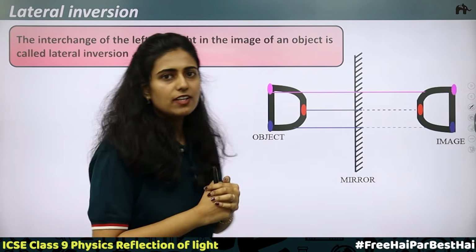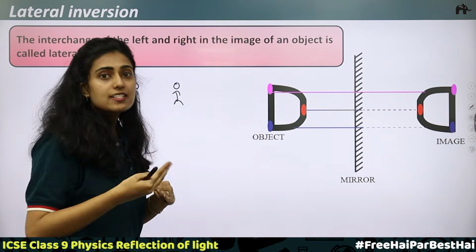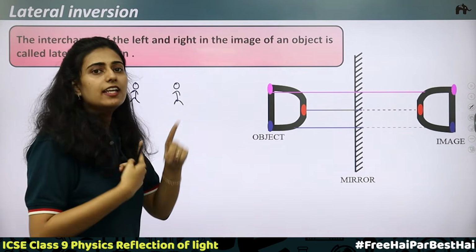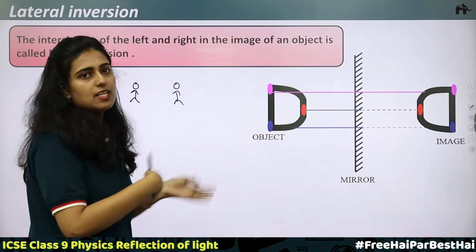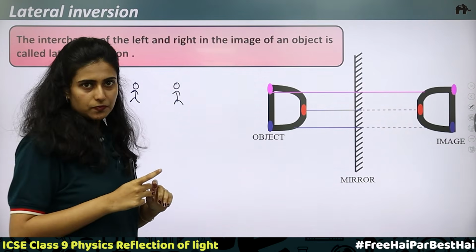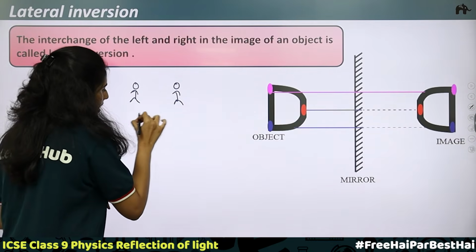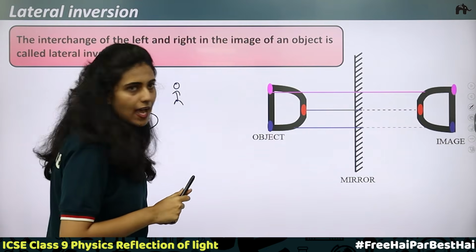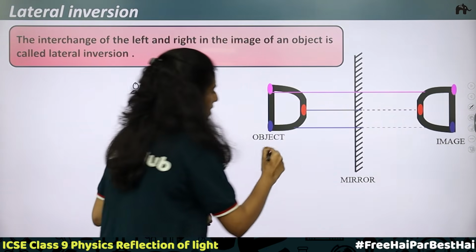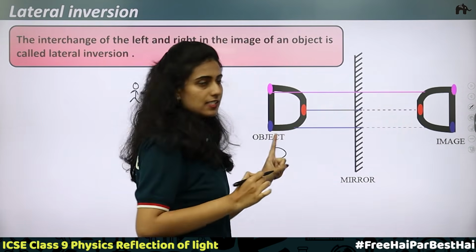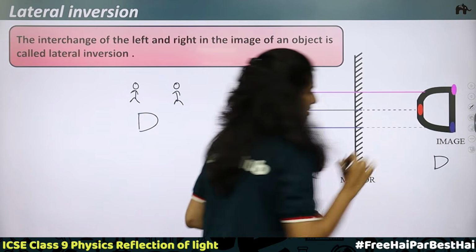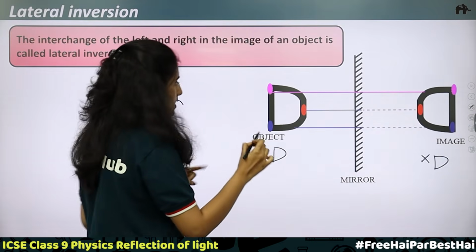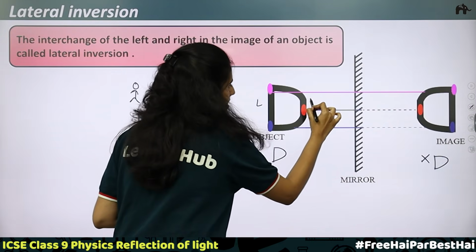So why is this difference happening? This is because of lateral inversion. The plane mirror produces an image that is laterally inverted. Left appears right and right appears left. Here you can see, if you have a letter D as your object, it is not that the image is the same letter D. What has happened? Left and right have changed. This is the left side, this is the right side.